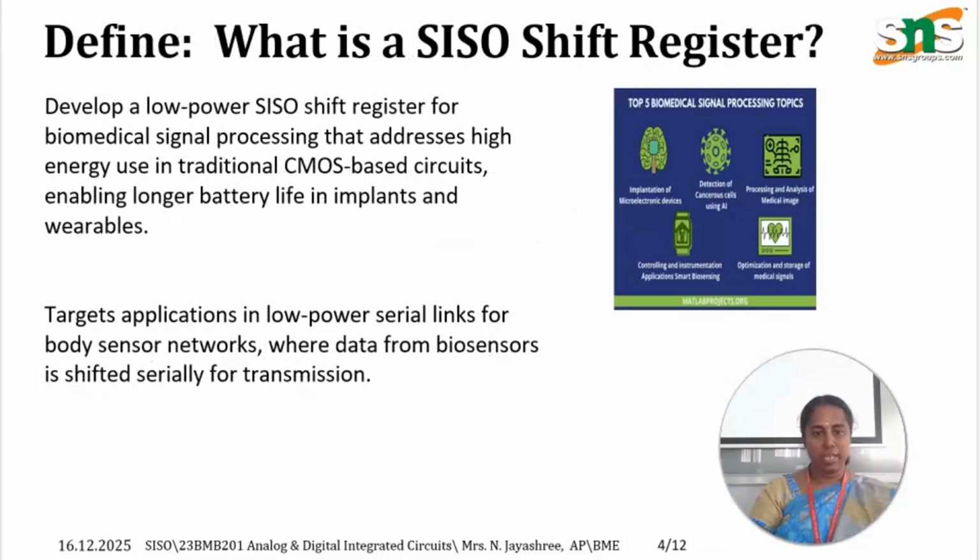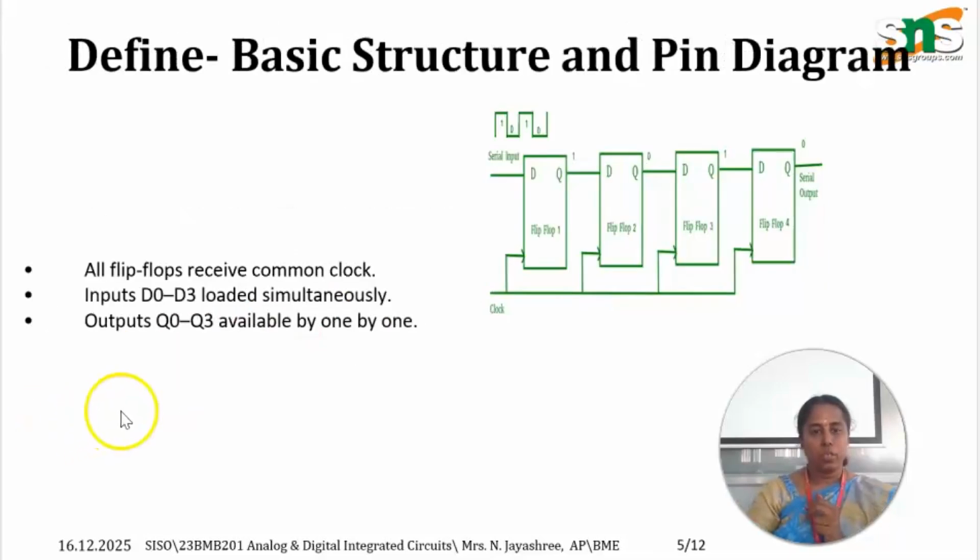Next one is the define stage. So what is the define stage? Develop low power SISO shift registers for biomedical signal processing that address the high energy use in traditional CMOS based circuits, enabling longer battery life in implants and wearables. Target applications in low power serial links for biomedical sensor networks, where data from the biomedical sensor is shifted serially for transmission.